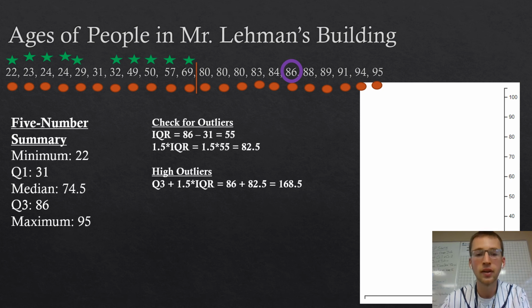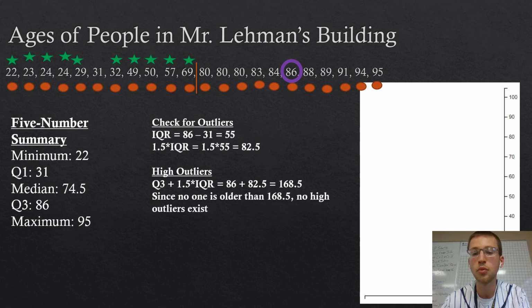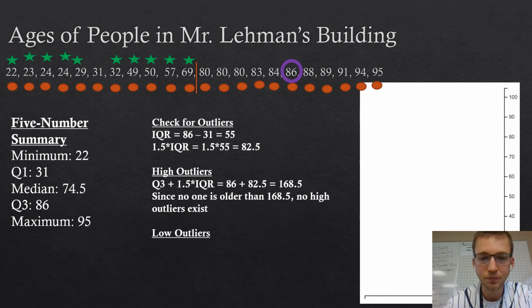For high outliers, you take your Q3 plus that 1.5 times the IQR. So in this case, that's 86 plus the 82.5 we found, and that gives us 168.5. Because there is no person in our data set that's older than 168.5, that would indicate that we have no high outliers. So in this data set, no high outliers, so we don't have to put any stars or points on our graph. Then we do the same thing for low outliers.